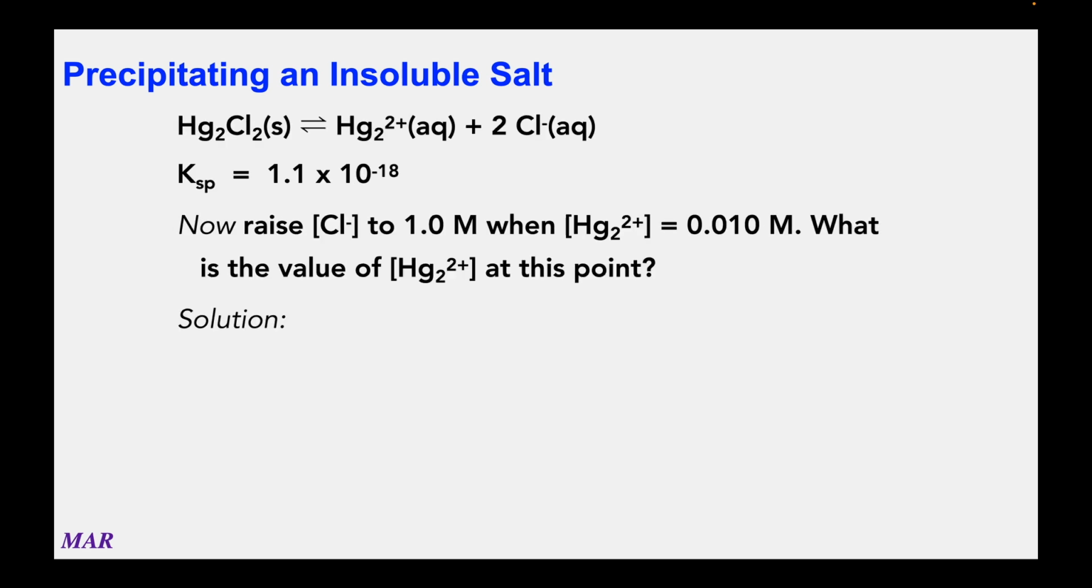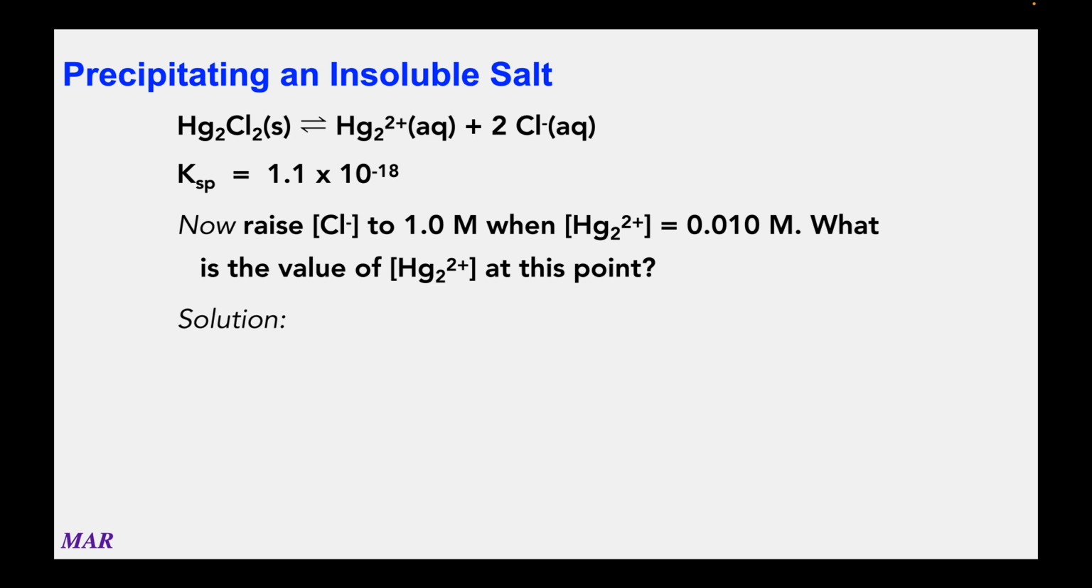So we've decided we're going to go for it. We're going to raise the chloride level now to 1.0 moles per liter. And again, initially the mercury concentration is 0.010. So we want to know how much mercury is going to be left in solution when the chloride has been raised to 1.0 moles per liter. And again, chloride is so cheap in terms of NaCl, hydrochloric acid, whatever, it shouldn't be too hard to do this. How much mercury is left? And that's a totally fair question.